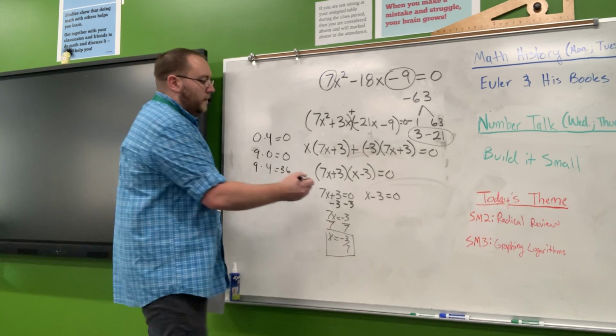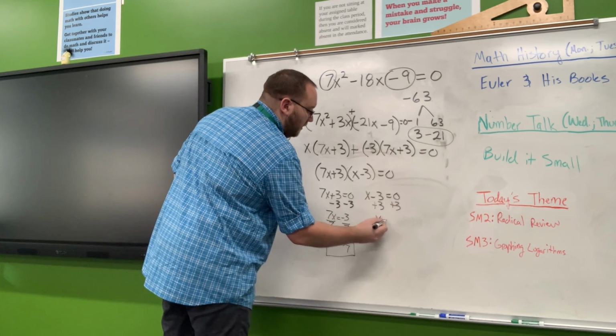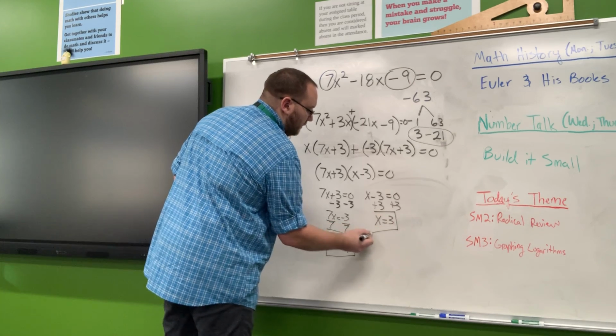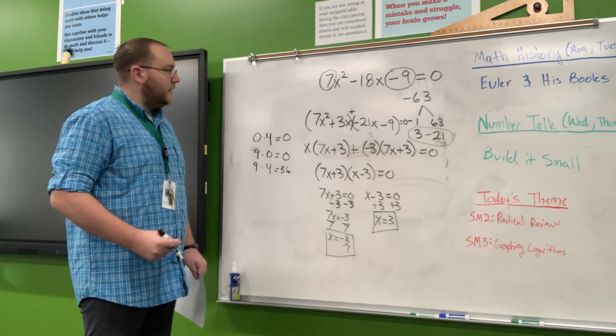Okay, and then over here we're going to add 3 to both sides to get x by itself. X equals 3 is our second answer. And there you go. That's solving by factoring.